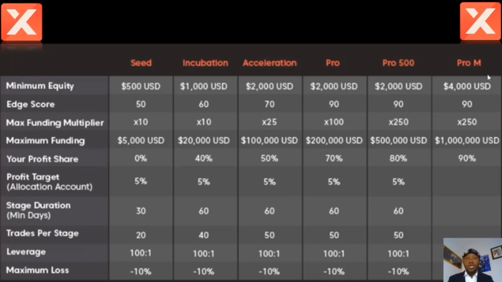Now, with a $1 million funded account, you can even make 1% profit at the end of the month and withdraw your profit. If you make 10% of the $1 million, you withdraw. Every profit you make on this stage, the broker gives you 90% of the profit, and you get to go home with 90% profit.